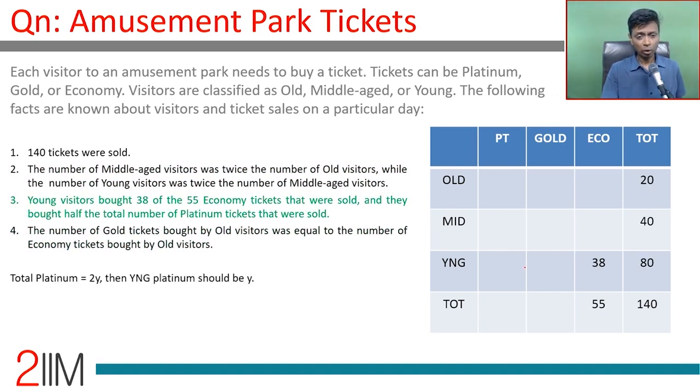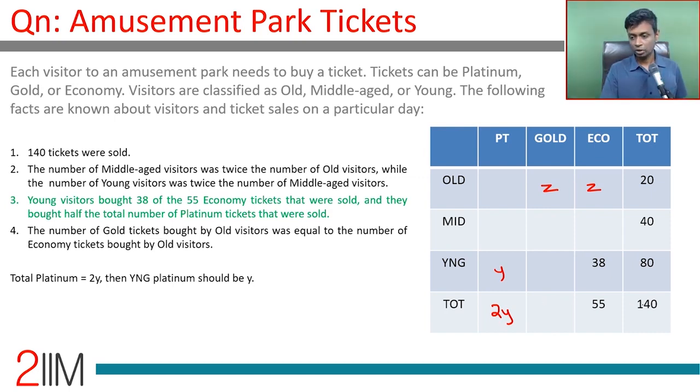The number of gold tickets bought by old visitors was equal to the number of economy tickets bought by old visitors. Gold is equal to economy. If this is Z, this is Z, this is Y, this is 2Y. Now let's fill the rest of the details in, whatever we can with the same variables.